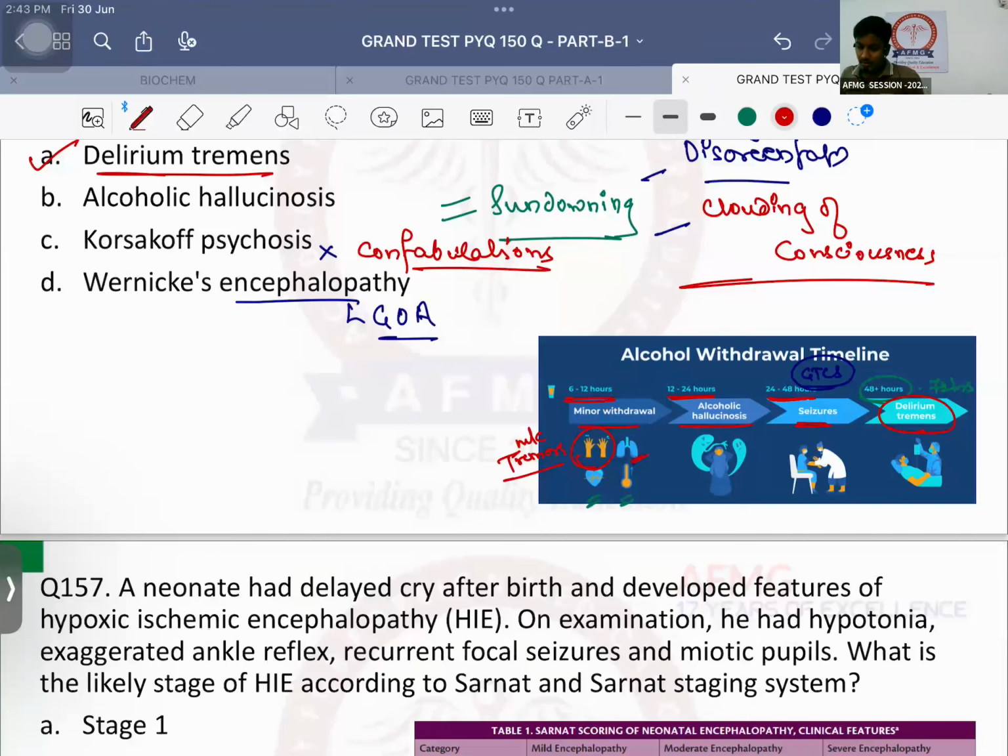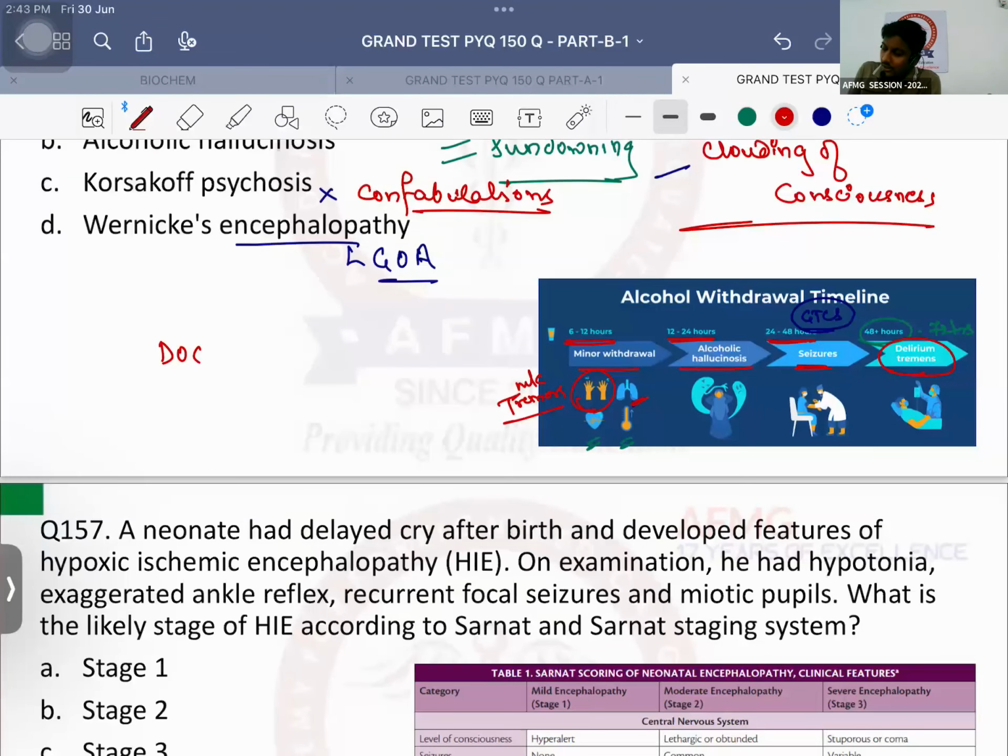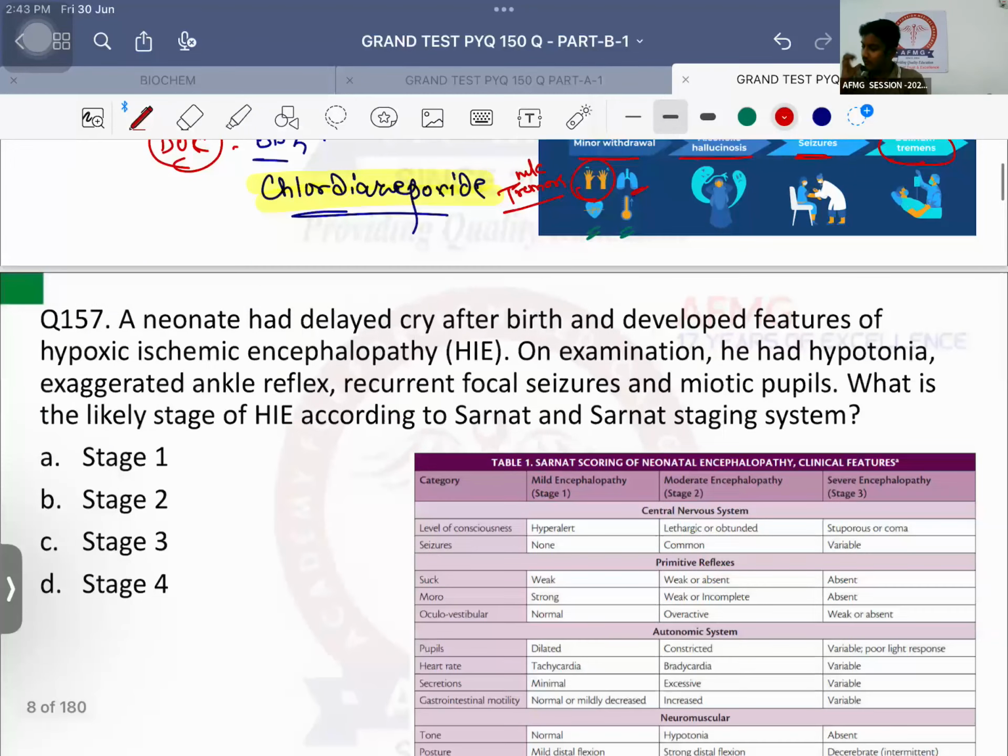Okay? And what is the drug of choice? I told you yesterday, the drug of choice for alcohol withdrawal is benzodiazepines. Which benzodiazepine? Chlordiazepoxide, right? So chlordiazepoxide is considered the best drug for alcohol withdrawal. This was a NEET-PG question. Chlordiazepoxide. Okay, important.